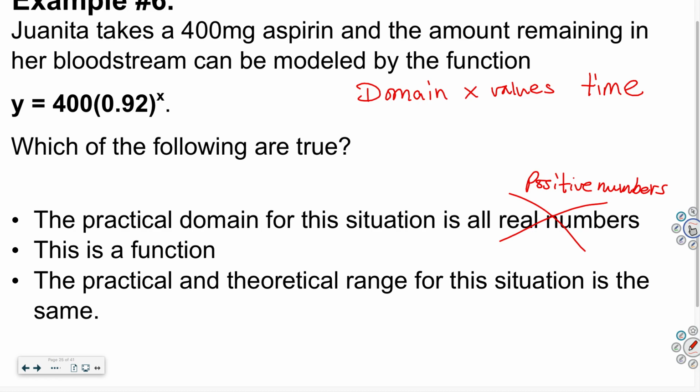The second one, is this a function? Can we graph it, put it on a table, and look at it? Yes, that is a function.